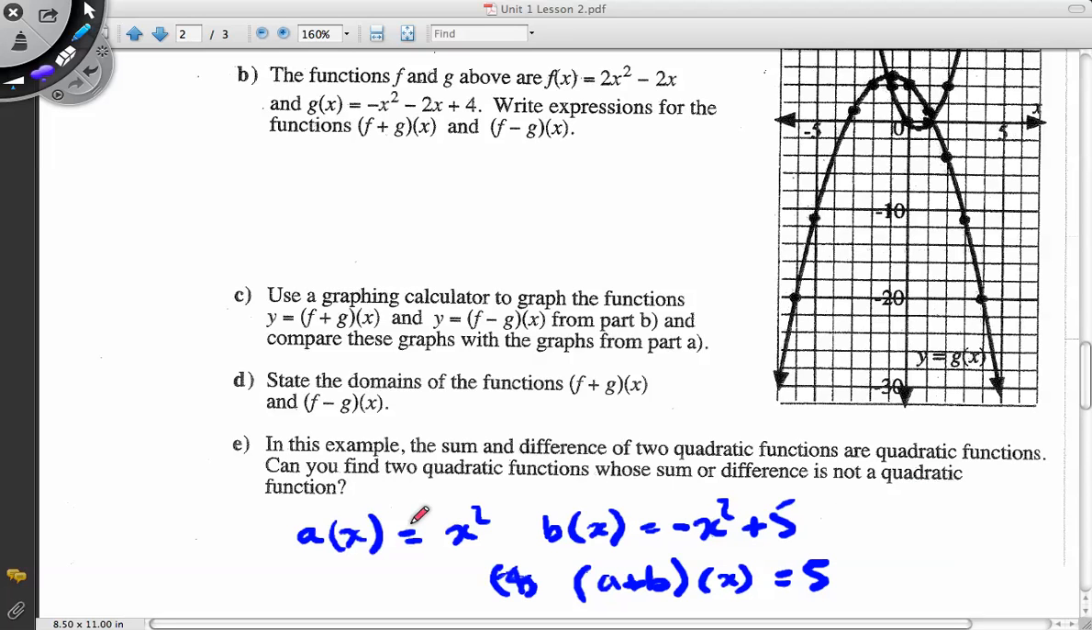You can pick two other functions, not just these two, and similarly when you subtract them rather than add them, you want the x squareds to cancel out so that you don't have a quadratic function. It doesn't have to give you a numerical value like this. It could also give you, when you add them together, something with an x. As long as it's not an x squared, then this is not a quadratic if you end up with something like this.